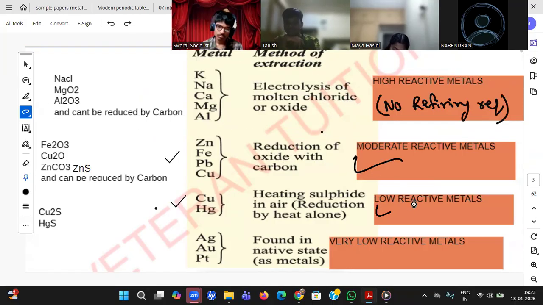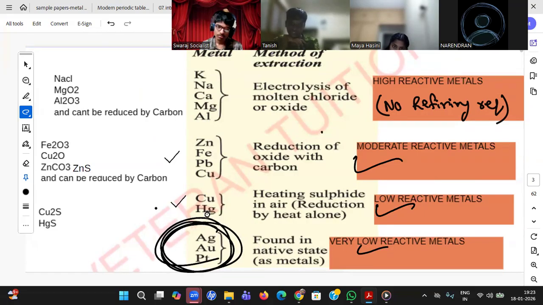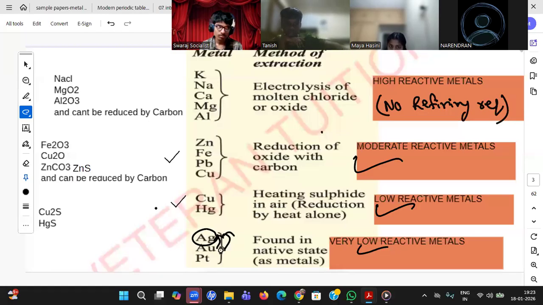Purification is required for these three. Again, I'm repeating, purification is required for this also. Silver, gold, and platinum also require purification. But why? Because in silver, some of the gold particles might be there. In gold, some of the platinum particles must be there. I'll just confirm this. I think the last time I got some confusion on this. So right now you understand that this top group of highly reactive metals does not require purification. Definitely I will be checking these two.